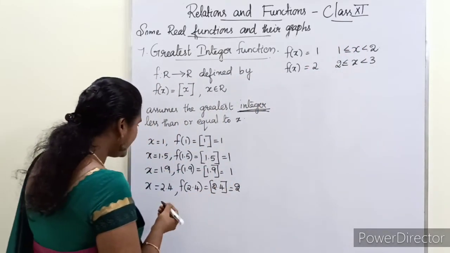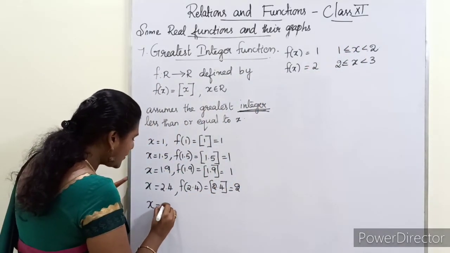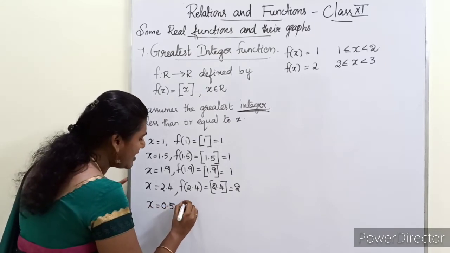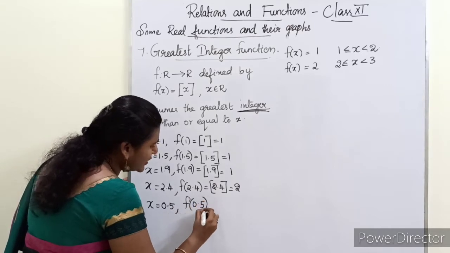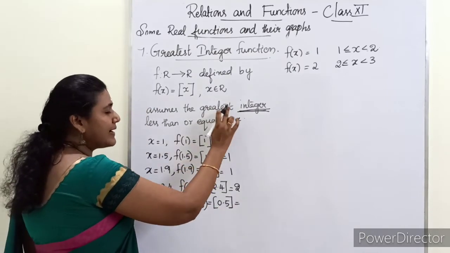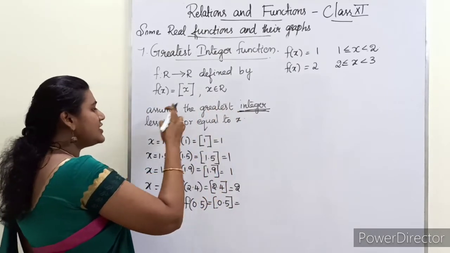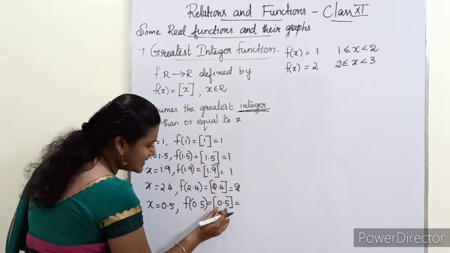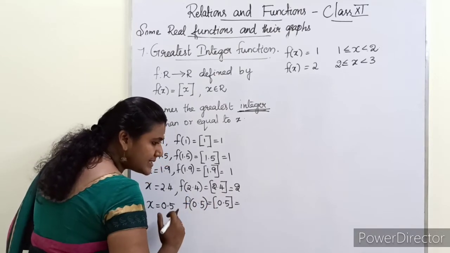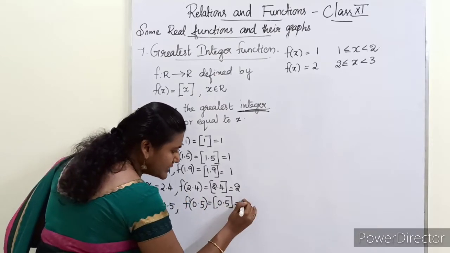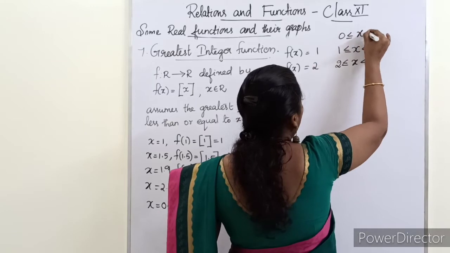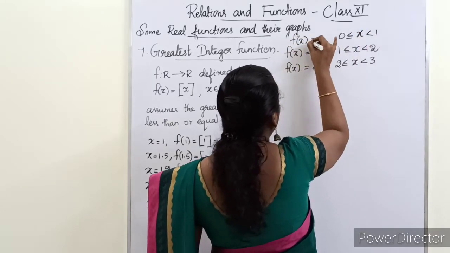If you take a decimal value less than 1, for example x equal to 0.5, then f of 0.5 is the greatest integer function of 0.5. So what is its meaning? The answer is the greatest integer less than or equal to x. This is not an integer, so you have to find the integer less than it. What is the integer less than 0.5? 0. So if you take any value from 0 to 1, f of x will be 0.